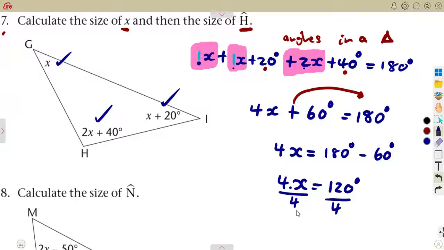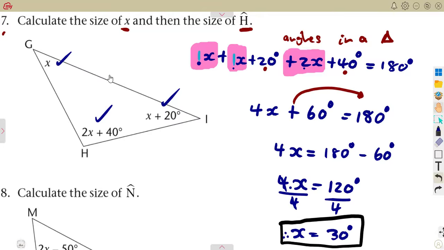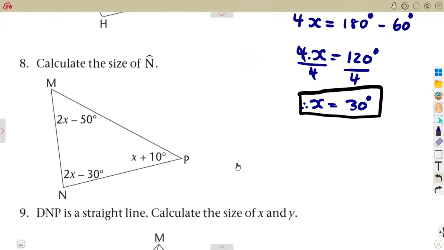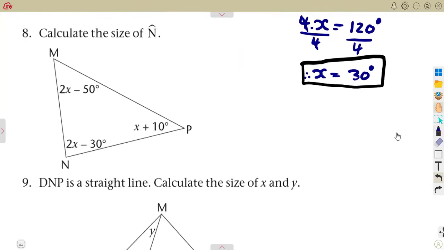So just divide by 4 on both sides, and you are obtaining exactly the value of X. And that was going to be 30 degrees. So that is the value of X. So therefore, we have got our X in that case, by simply solving an equation, using angles in a triangle, they add up to 180 degrees.